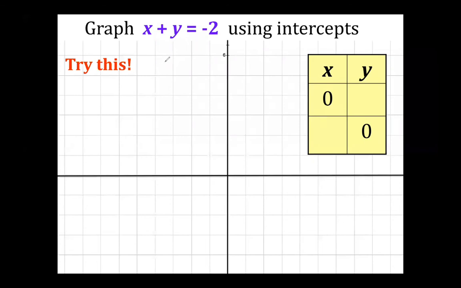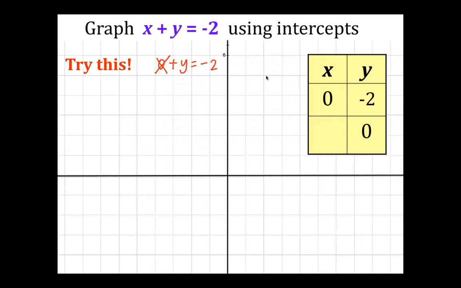First, plug in 0 for x. Since there's no coefficient in front of our x and y, I can just plug it in. And then you get 0 plus y equals negative 2. 0 can cancel out, and you'll notice here that you just get y equals negative 2. There aren't any additional steps to solve, so we can just put that our y-intercept is negative 2.